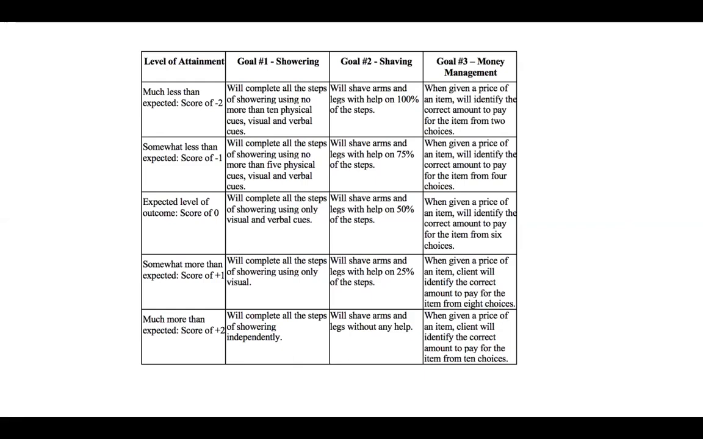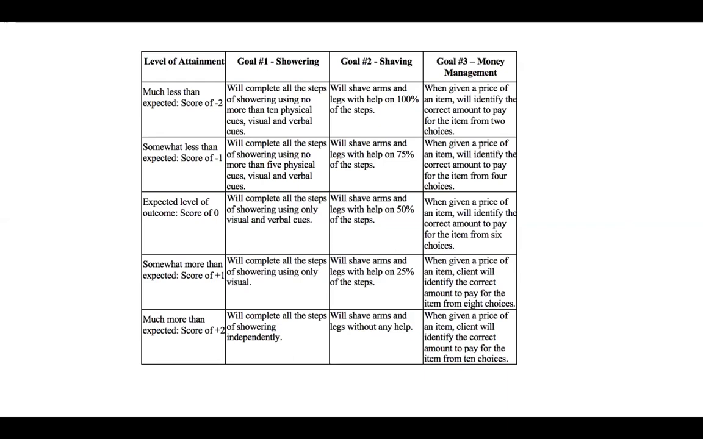So I took out the physical cues. Then somewhat more would be completes using only visual cues, and much more would be completes all the steps independently. Right now what I'm hoping for her is that she'll do it using only visual and verbal cues, but I know that sometimes she does a little better and sometimes she does worse, and that's how I broke it down so I can report on that. If she started off at a -2 at the beginning of the year, and by December she was a 0, I could report through my T-score that she's made significant progress, even though that would never be reflected in the standardized score.